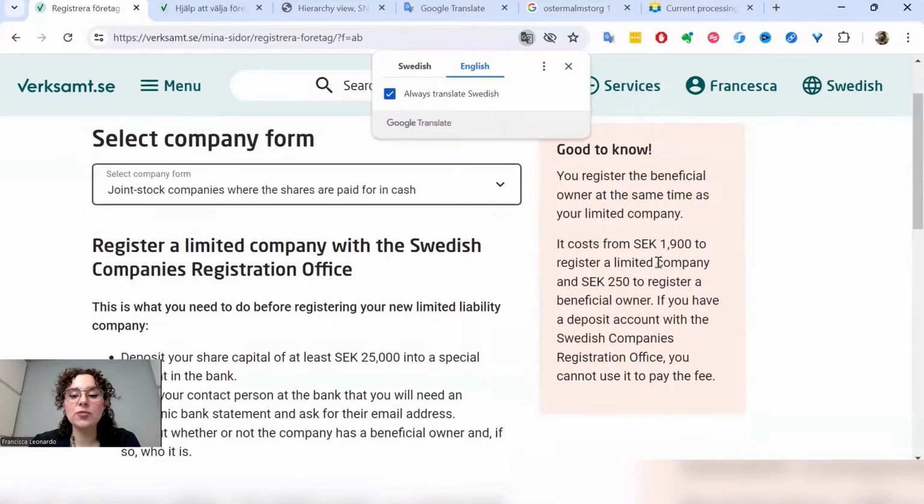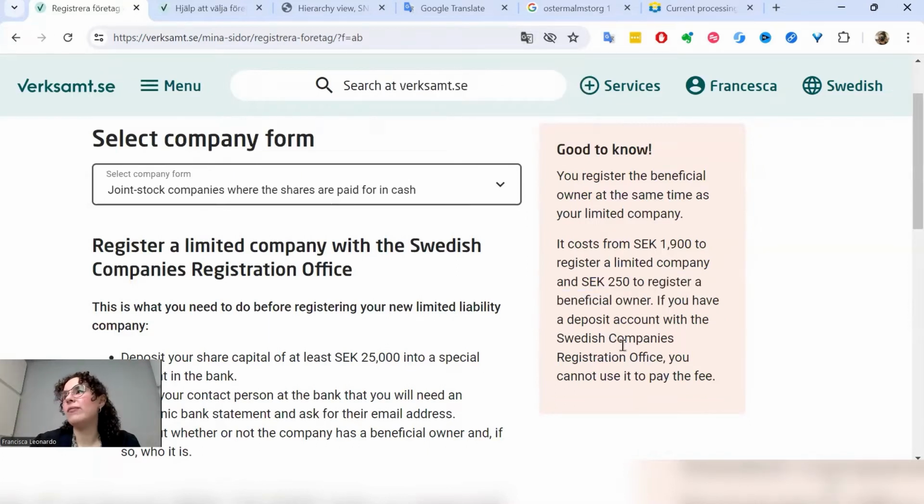You should know it costs from 1,900 SEK to register a limited company and 250 SEK to register a beneficial owner. Who's the beneficial owner? It typically tends to be the CEO or the chairman of the board if you have several partners coming in with you. This essentially means that whenever anything needs to be signed where there's some implied business liability issue or liability clause, then you need to sign for the company.